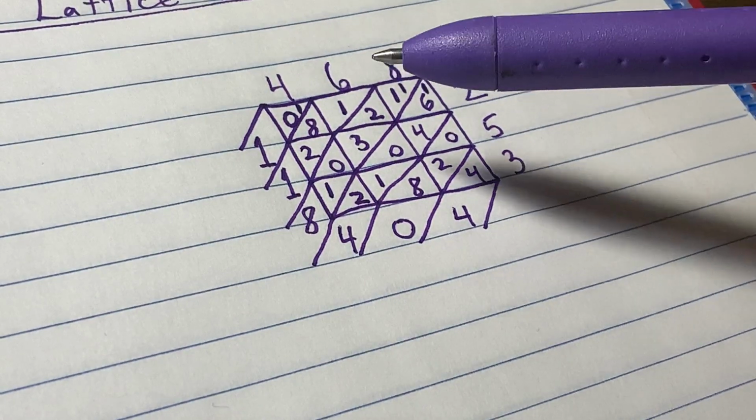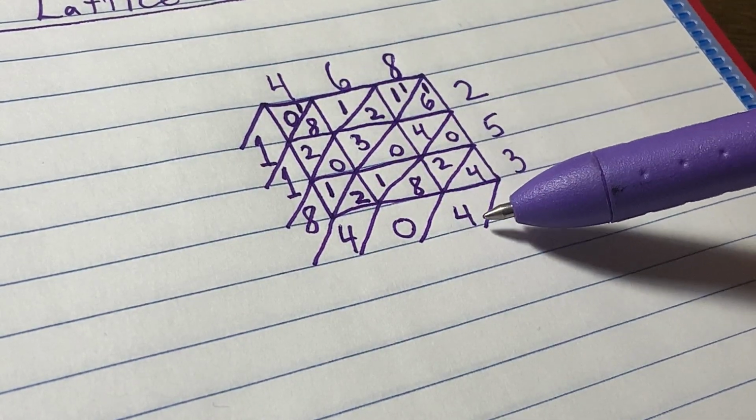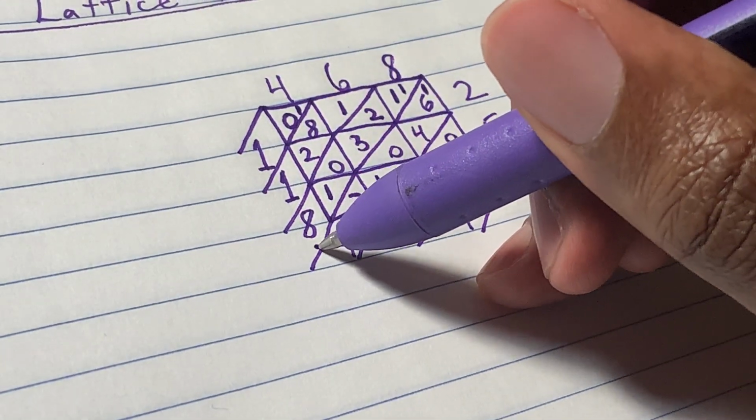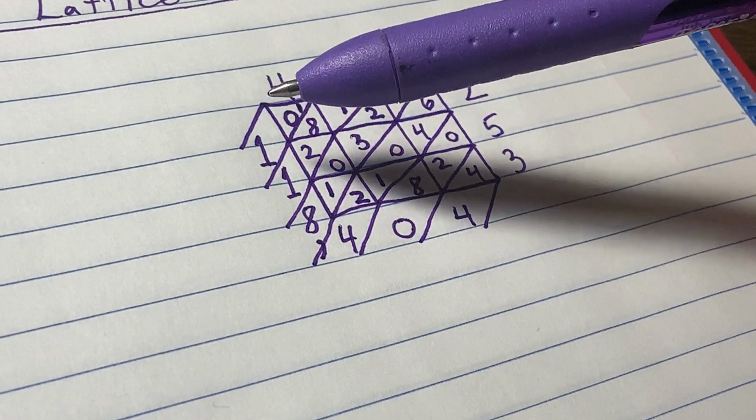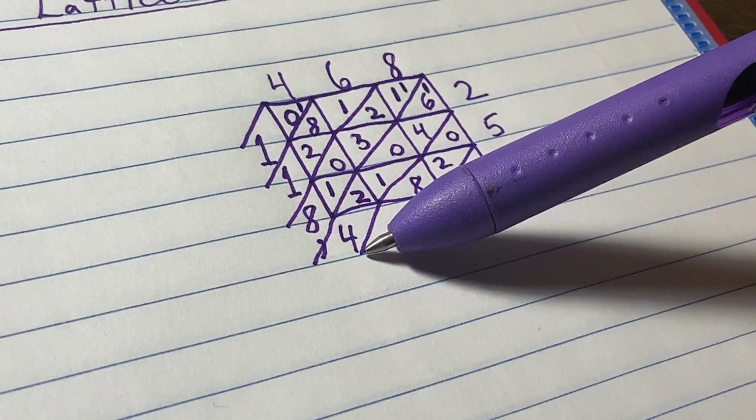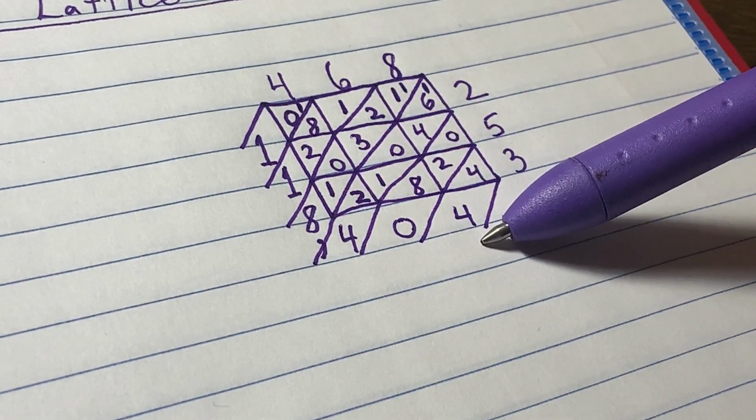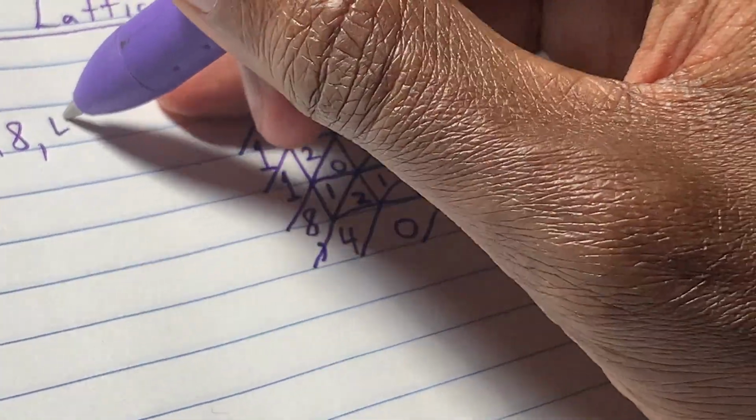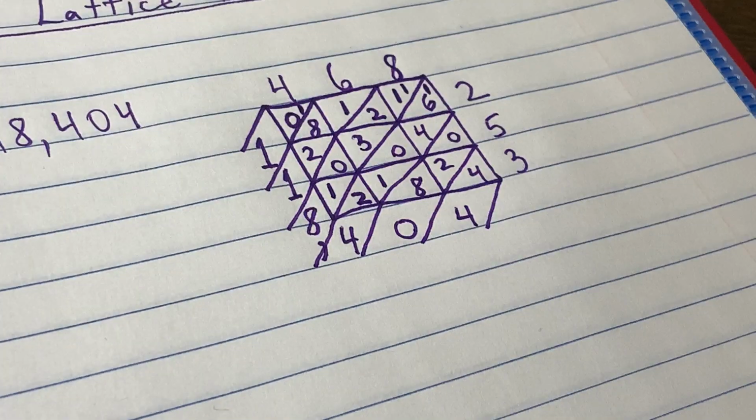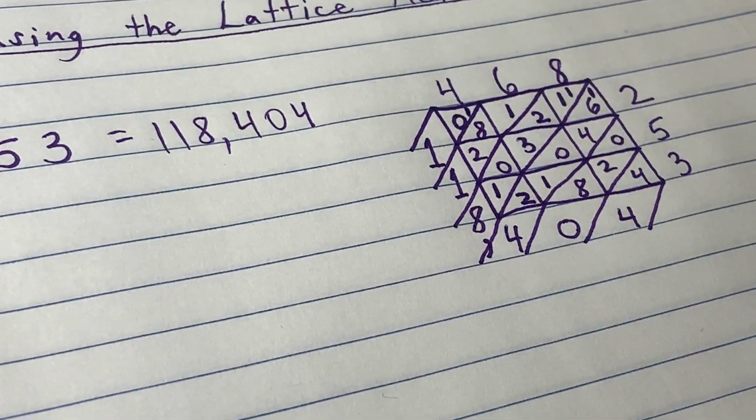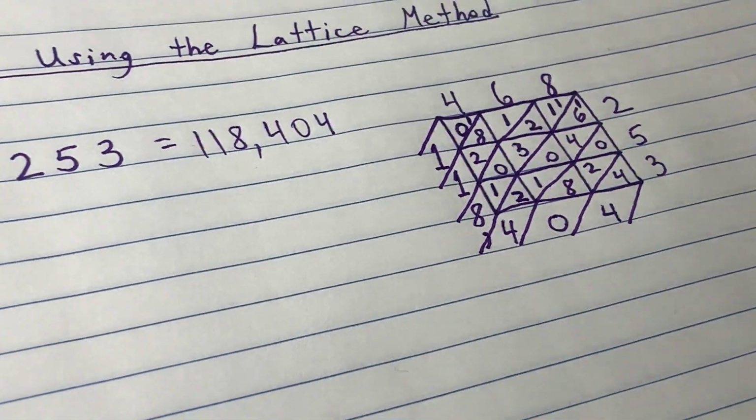So what's my answer? Look, again, start from the right, and you're going to go 1, 2, 3, comma. Remember, you don't need a comma to make the answer correct, but you get the idea. And we have 118,404. Okay, there's the answer. And there you have it, using the lattice method.